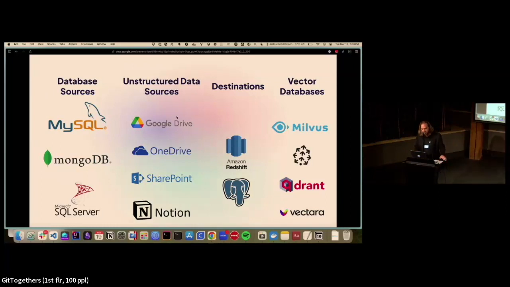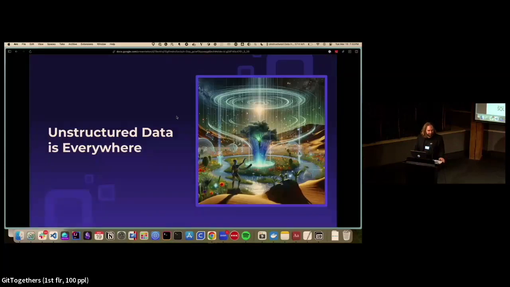So some of the things that we support are on the screen. There's about 300 of them, so I'm not going to try to list them. But yeah, unstructured data is everywhere, and it's up to us to figure out how to harness it and how to make good use of it.